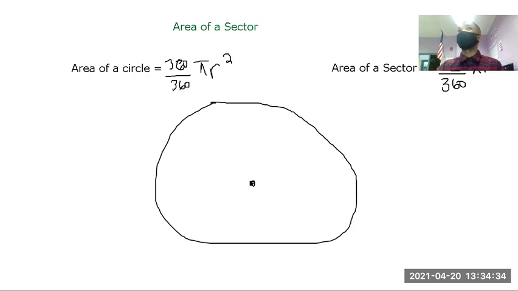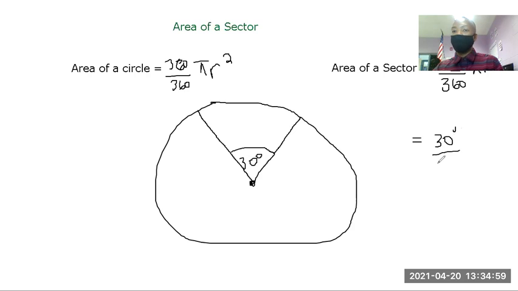For example, if I put a slice of pizza in here, and I'm going to tell you that it's 30 degrees. Whenever I calculate the area of just this one slice of pizza, it's going to be the degrees, 30 degrees, over 360. Let's say the radius was 4. 30 over 360 times pi 4 squared.